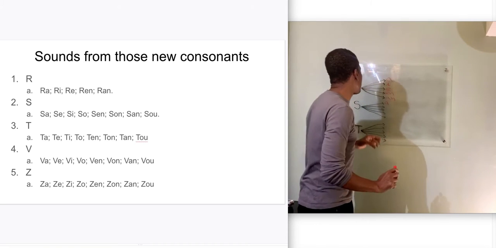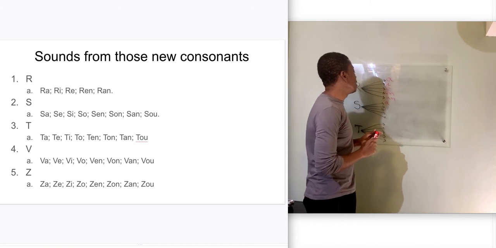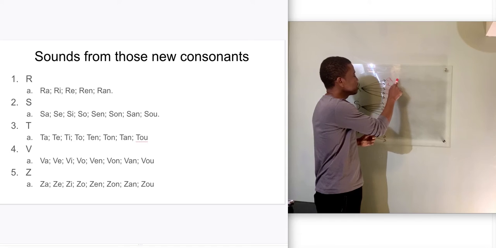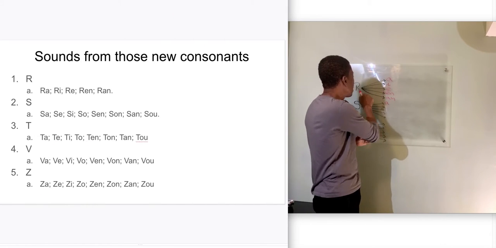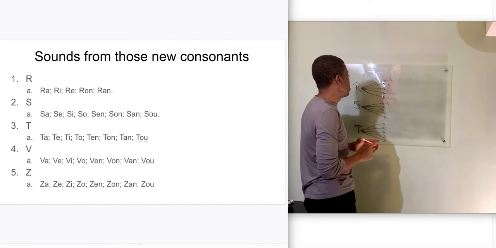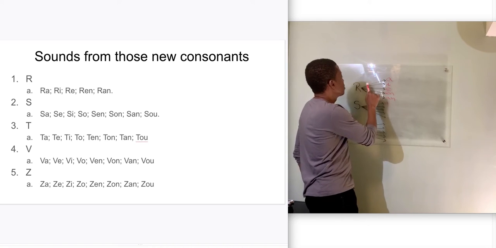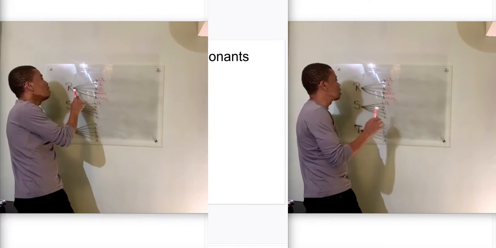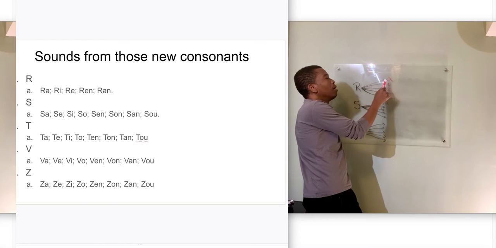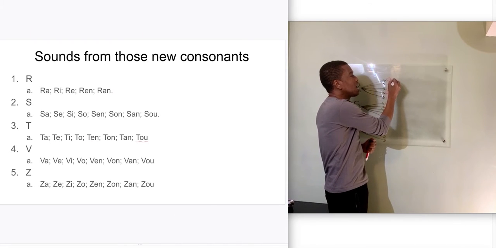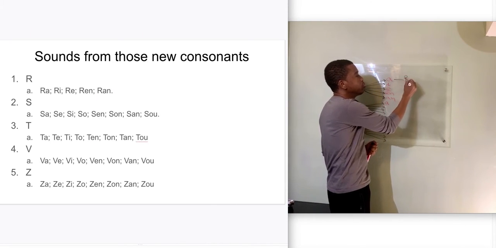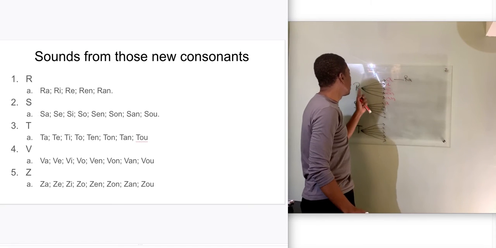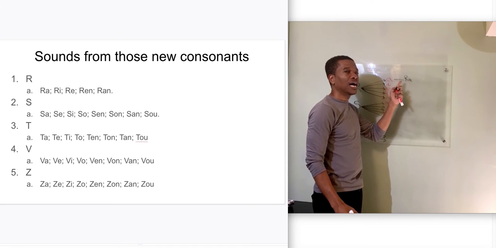We have a tree. And those are the popular sounds you're gonna find with the letter R. It's when you mix R with A, it gives you ra.